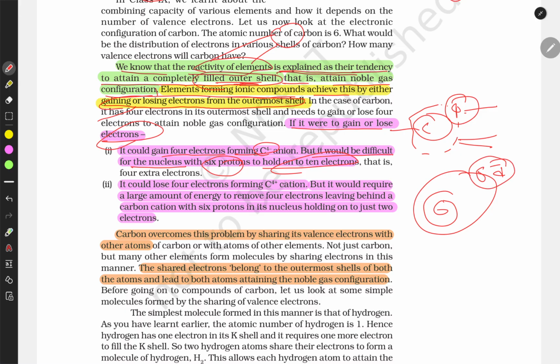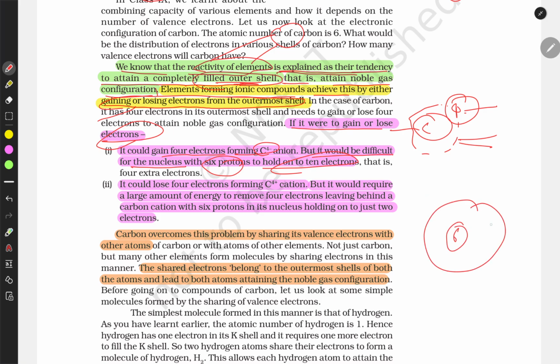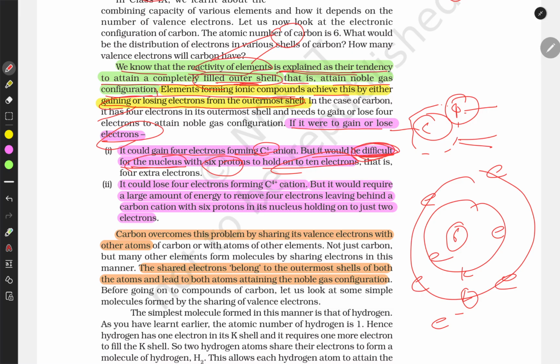let me explain this in this way. It has 6 protons, and 2 electrons are in the K shell, and 4 electrons are in the outermost shell. This is K, this is L. To make this L shell reach the octet, it needs 4 electrons. So what will happen with the addition of 4 electrons? It will be difficult for the nucleus with 6 protons to hold 10 electrons.